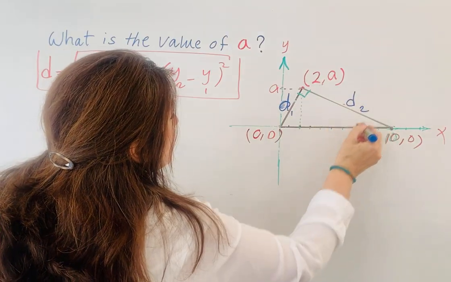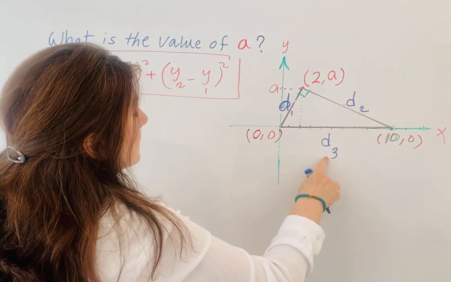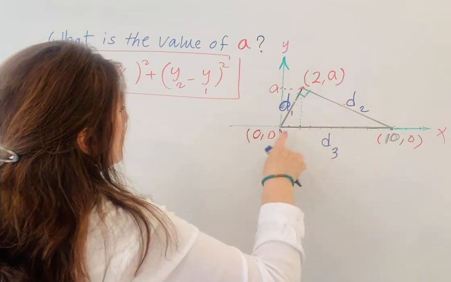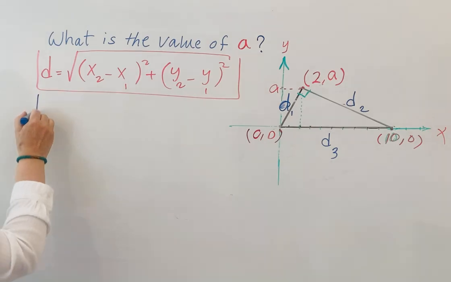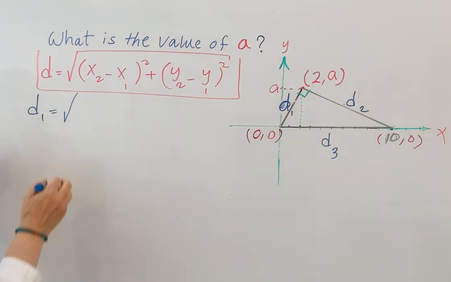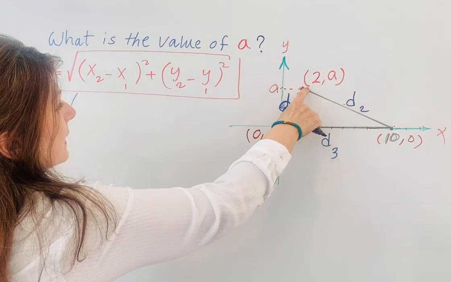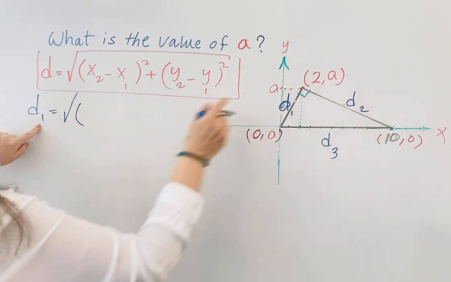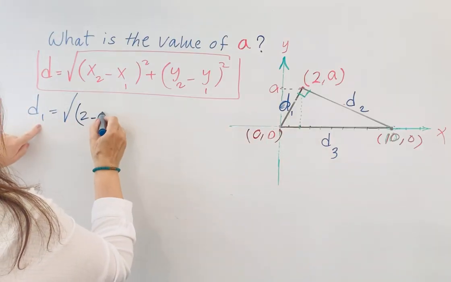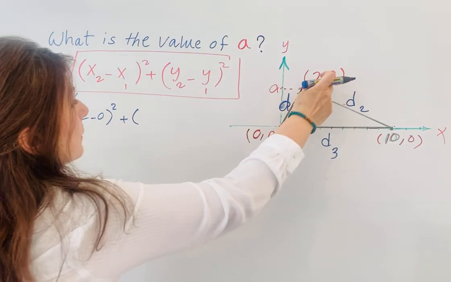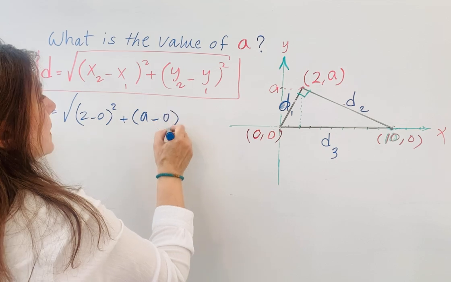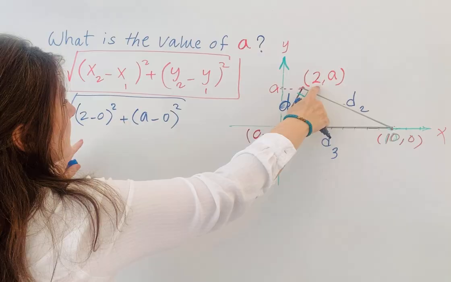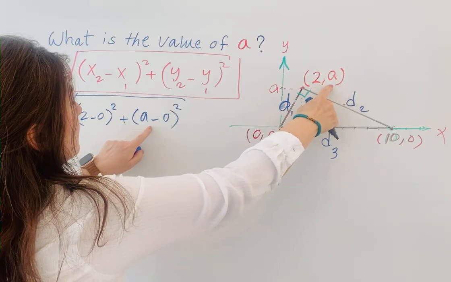Now, let's call this side D1, this is D2, this is D3. D3 squared is equal to D1 squared plus D2 squared. But what is D1? D1 is between these 2 points. If you say this one is 2, this is 1, what is the difference of x's? 2 minus 0 squared. Y's, a minus 0 squared. Just be careful, if you use this one first, use this one first.